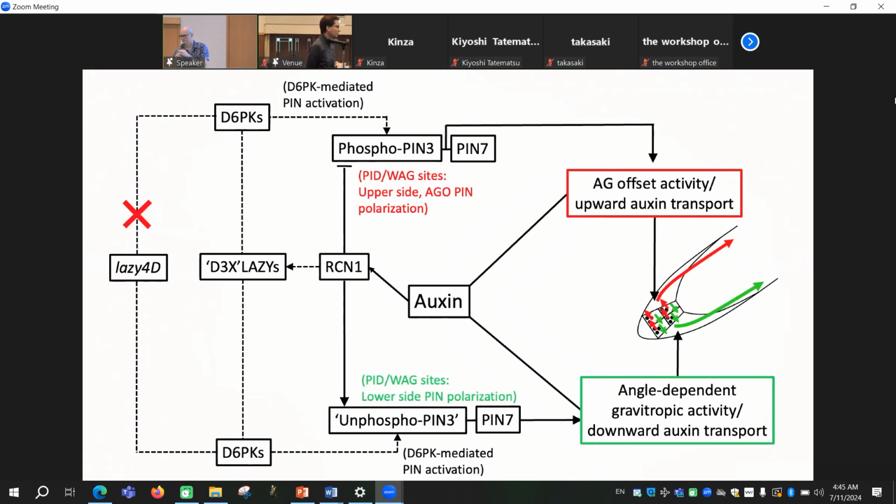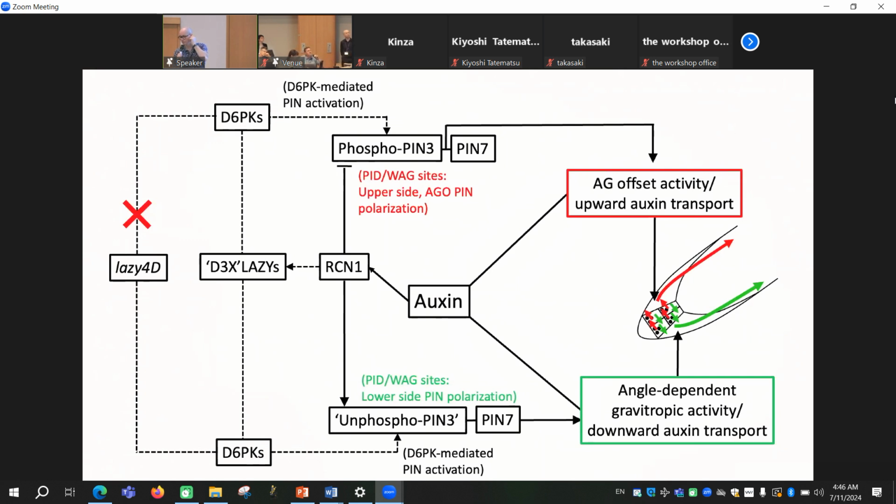But now that you have the D6 kinase phenotypes, do you need PID-WAG in your model? Well, the phosphovariant lines you gave us for PIN3 with the D6 sites changed, we didn't get any phenotypes from those. So as I'm seeing this model, we have a polarization question, and overlaid on that is this activation question, which is where I think the D6PKs would come in. I can't rule out D6PKs being important for the localization.